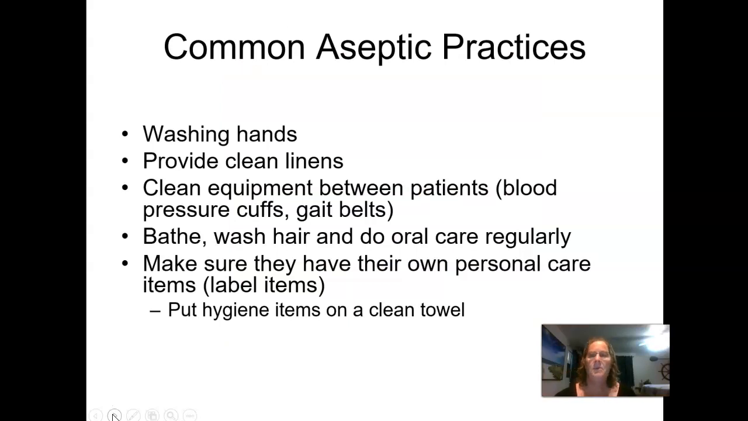So common aseptic practices: washing our hands, making sure we're providing clean linens, cleaning equipment between patients, making sure blood pressure cuffs, gait belts, that all of those things are wiped down before we take them to another patient. We need to make sure we're bathing our patients regularly, washing their hair, doing good oral care, and making sure they have their own personal care items. One of the things you're going to see when we get into the nursing home is their basin is going to be labeled with their name on it. Their hairbrush is going to be labeled with their name on it. Everybody has their own supplies, and their supplies should be labeled so we don't accidentally mix them up.